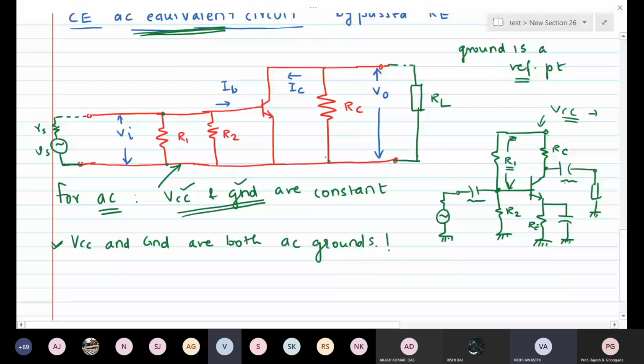Sir, can you please explain once more for R1 and R2? Okay. Where is one end of R1 connected? To the base. Look at the base of the transistor. R1 is connected to the base, one end. Another end, where is it connected? VCC. And we have already said that VCC is nothing but AC ground. So R1 is connected to base and the AC ground. Similar is the case with R2. One end is connected to base, another end is connected to ground. And we already said that VCC and ground both are AC grounds.